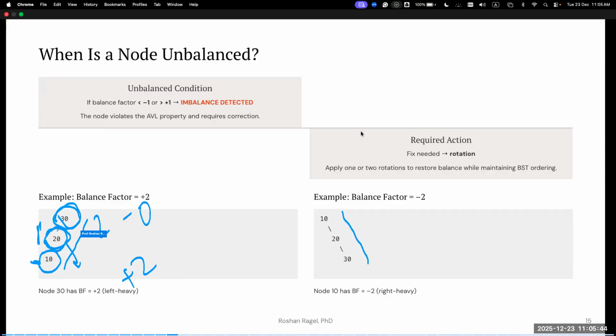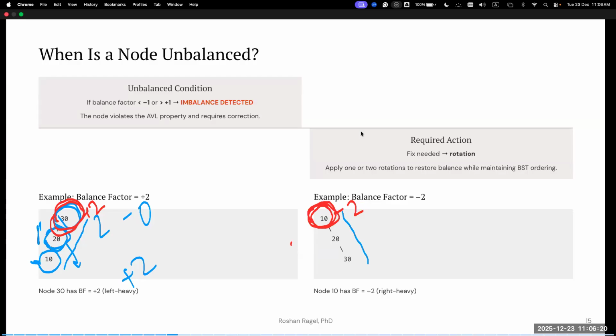The node in red color is the unbalanced node. I don't have to explain the same again for the other side, I hope. The difference is that here the balance factor is plus 2, and here the balance factor is minus 2, so the balance factors are different. Otherwise, both of these are unbalanced trees, and they are unbalanced only because the node in red is unbalanced.